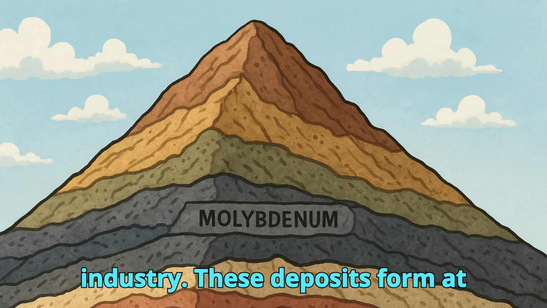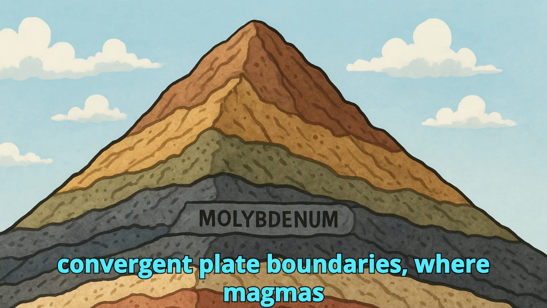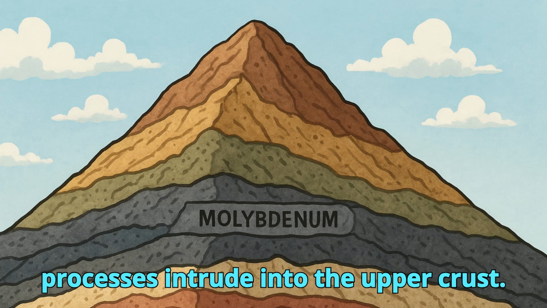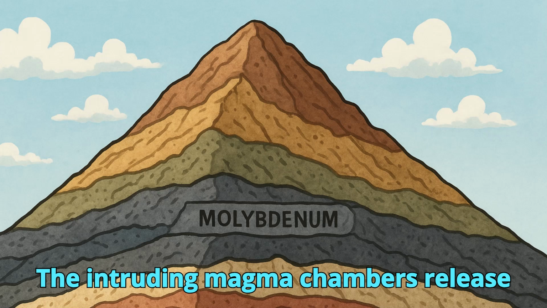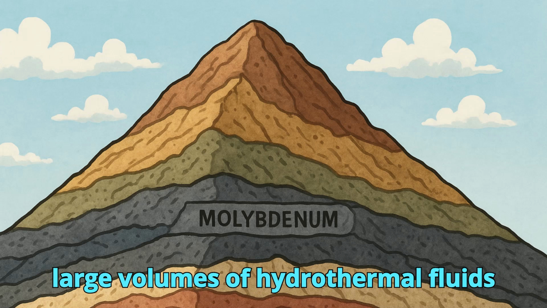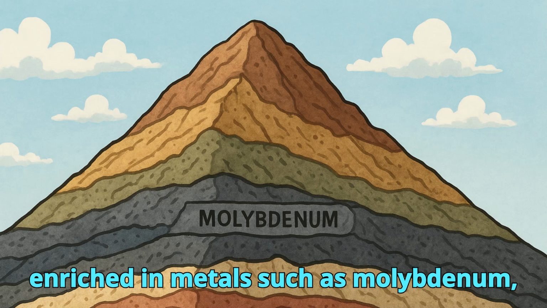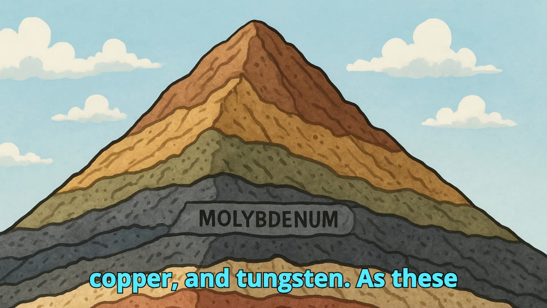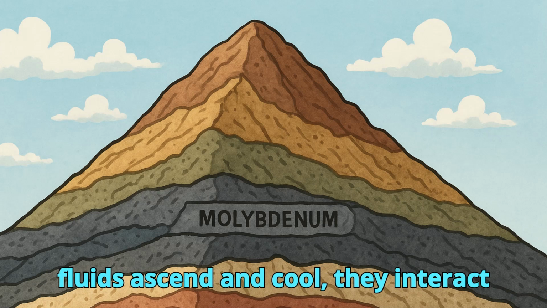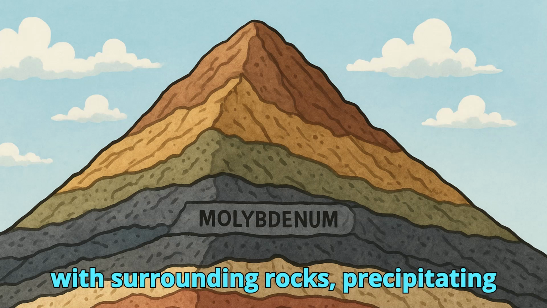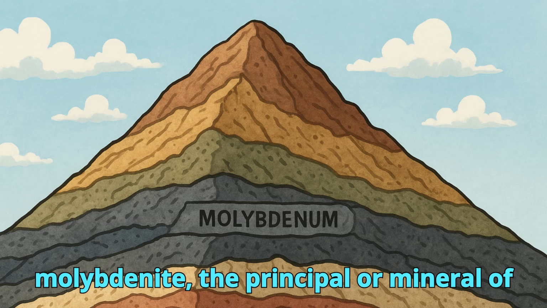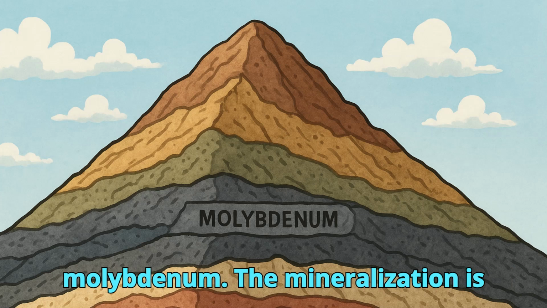These deposits form at convergent plate boundaries, where magmas generated from subduction-related processes intrude into the upper crust. The intruding magma chambers release large volumes of hydrothermal fluids enriched in metals such as molybdenum, copper, and tungsten. As these fluids ascend and cool, they interact with surrounding rocks, precipitating molybdenite, the principal ore mineral of molybdenum.